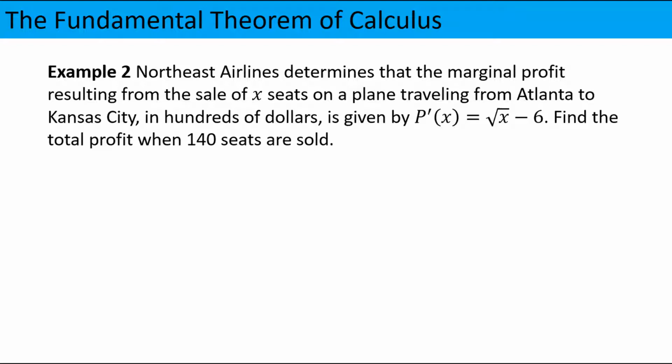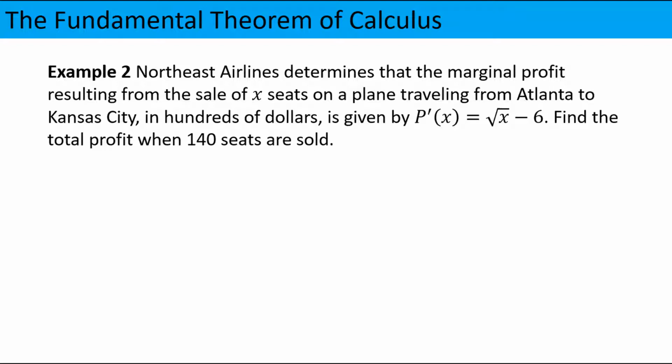Northeast Airlines determines that the marginal profit resulting from the sale of x seats on a plane traveling from Atlanta to Kansas City, in hundreds of dollars, is given by P prime of x equals the square root of x minus 6. Find the total profit when 140 seats are sold.